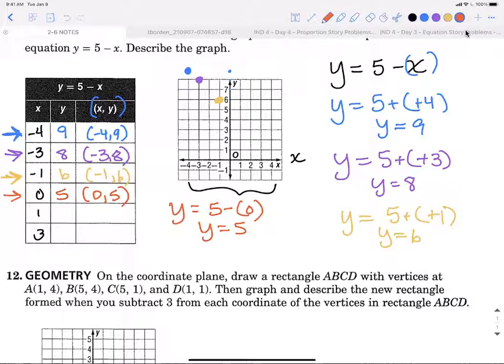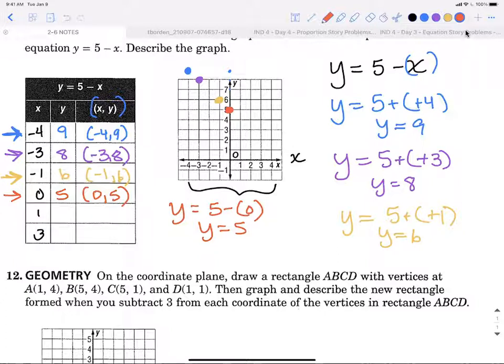Now remember the X value is 0. That's my left and right movement. I don't move left and right at all. You always start at your origin. This is your origin point. I'm going to erase that here in a second, but you always start at that middle origin point. Now my X tells me to move left or right. I don't move left or right, but I go up 5. So there's my point right there at (0, 5).